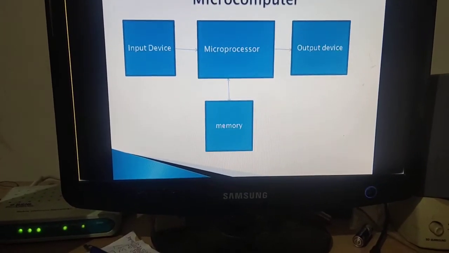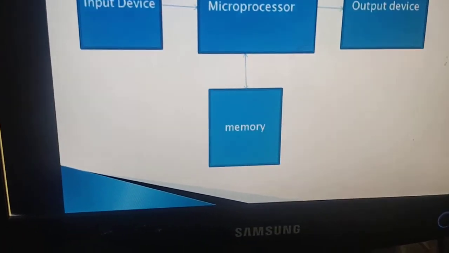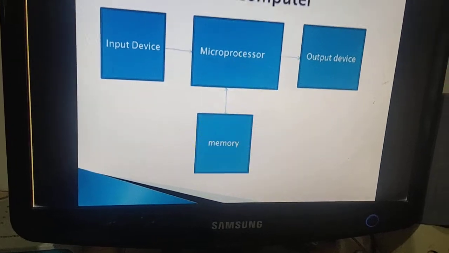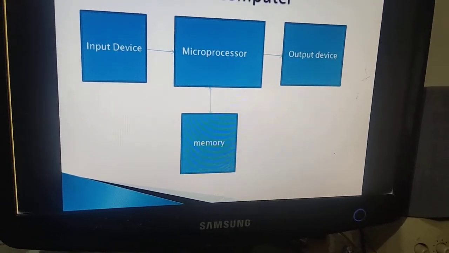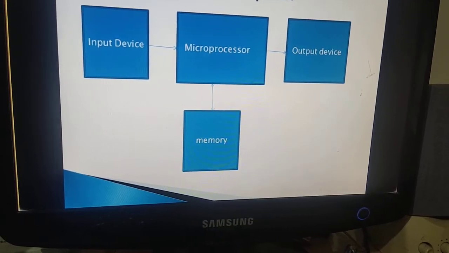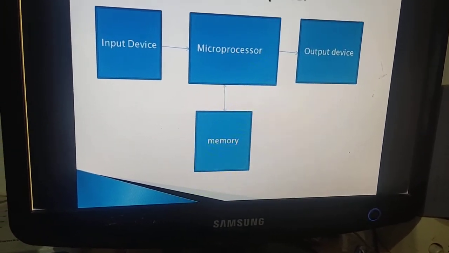Now coming down here, there is a bidirectional arrow between your memory and your microprocessor, which is basically indicative that the data can flow to and fro between your microprocessor and your memory device.